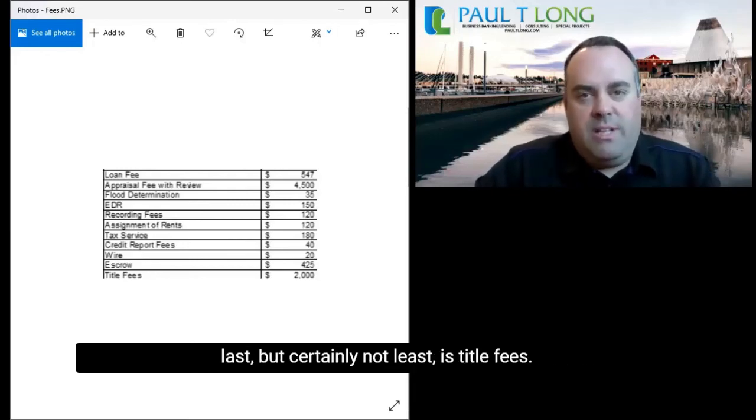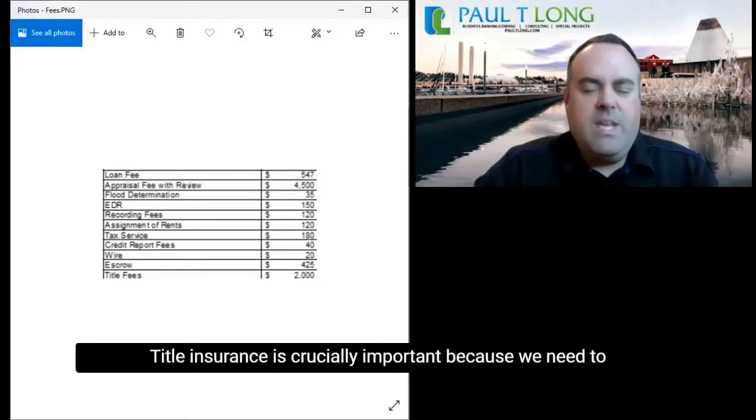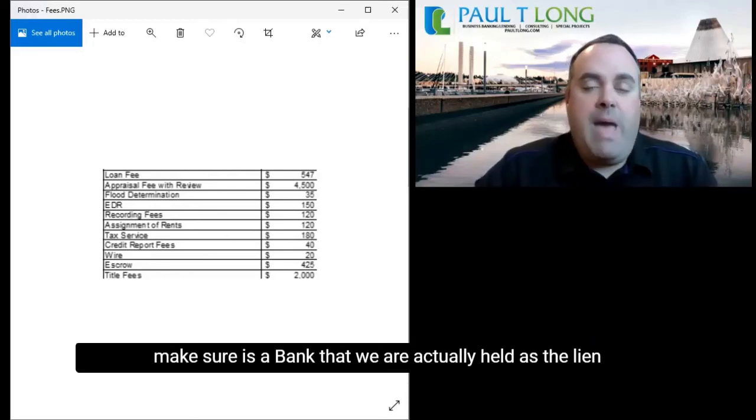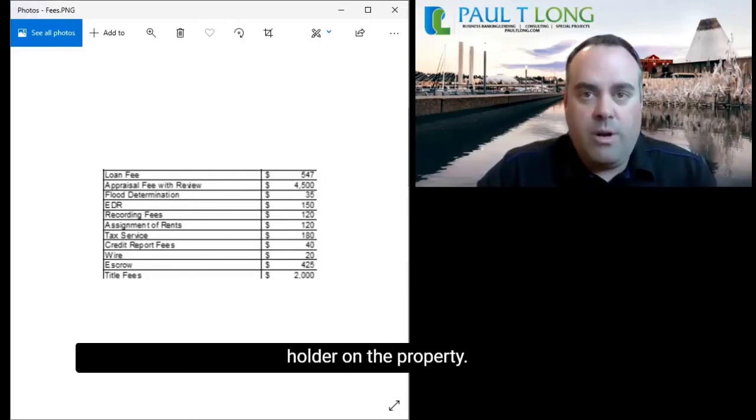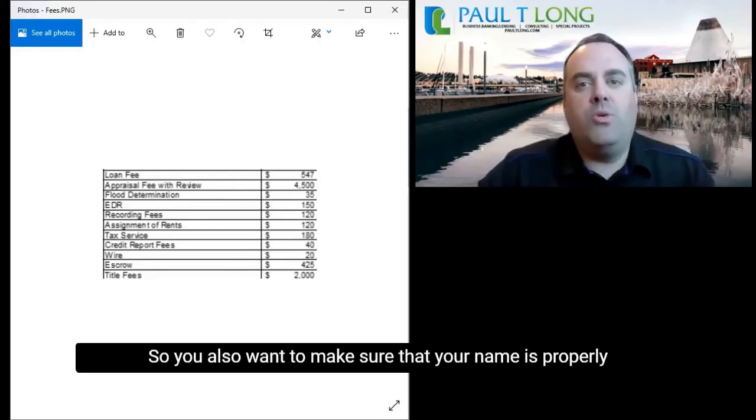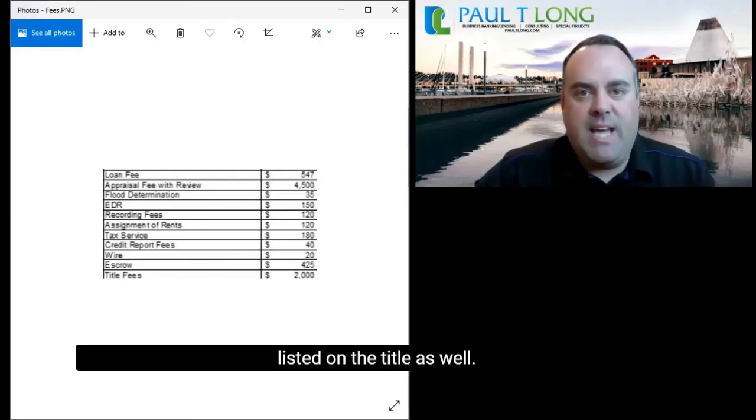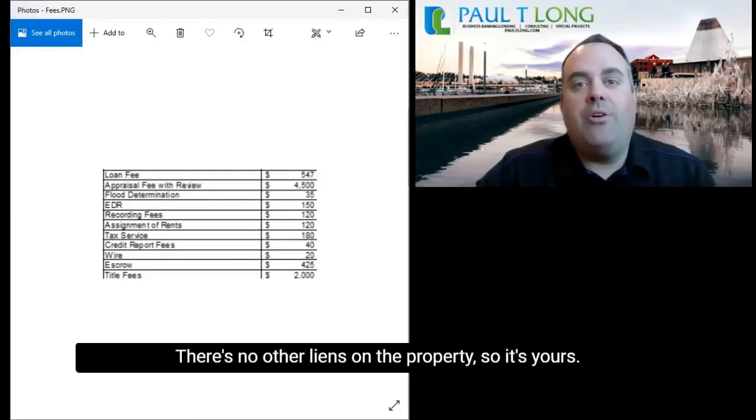And last but certainly not least is title fees. Title insurance is crucially important because we need to make sure as a bank that we are actually held as the lien holder on the property. You also want to make sure that your name is properly listed on the title, as well as that there are no other liens on the property, so it's 100% yours.